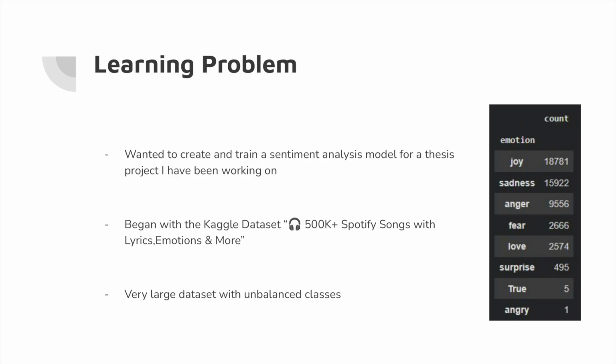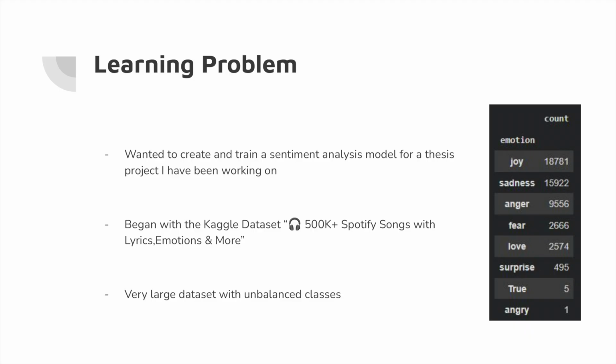To do this, I began with the Kaggle dataset 500K Spotify songs with lyrics, emotions, and more. It was important that the dataset specifically contains song lyrics and emotions, as we need targets to train our models on. This dataset was a little bit difficult to work with as it was very large and the different classes of emotions were very unbalanced.